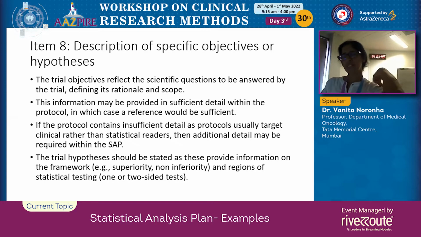So your specific objective and your hypothesis have to reflect the scientific question that you're asking. And if you provide it in sufficient detail in the protocol, that's fine. If not, then you need an additional separate statistical analysis plan. And your trial hypothesis should be stated in complete detail. So you want to know the type of the study. Is it superiority or non-inferiority, the framework of the study, and the regions of your statistical testing? So is it a one-sided or a two-sided test that you're going to do?